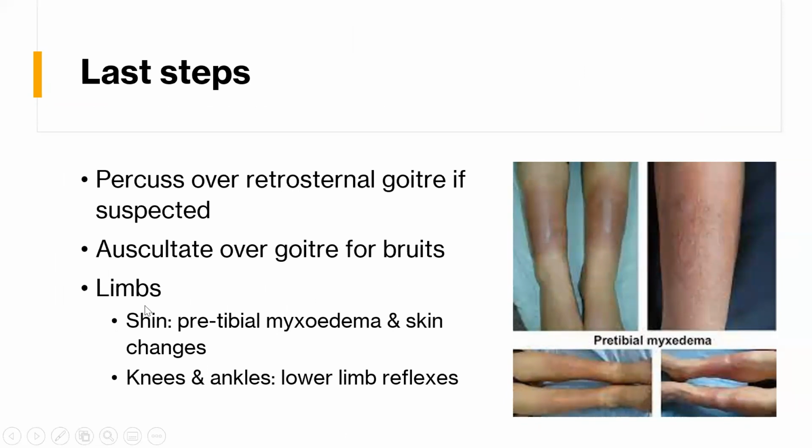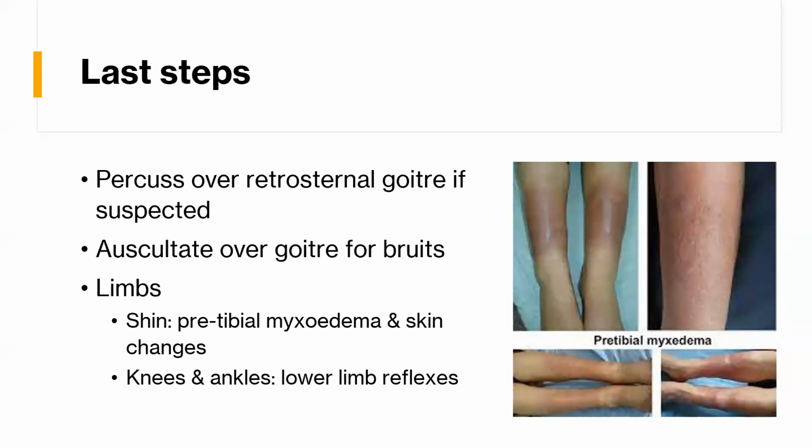Finally, examine the legs, from the knee below. You're looking for any swelling around the leg, especially just under the knee. That's your pretibial myxedema, which would look somewhat like this. Look for any skin changes, rashes, redness. Next, you need to check the reflexes. If the patient is on a chair, ask them to relax one knee on top of the other, so just cross their legs over, and check for the knee reflexes.